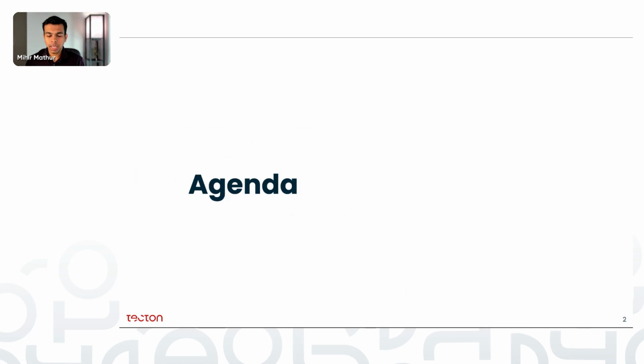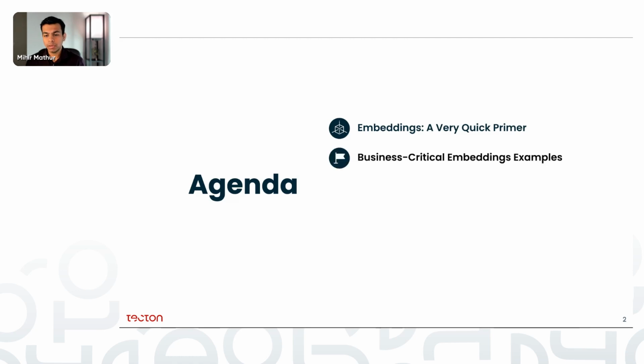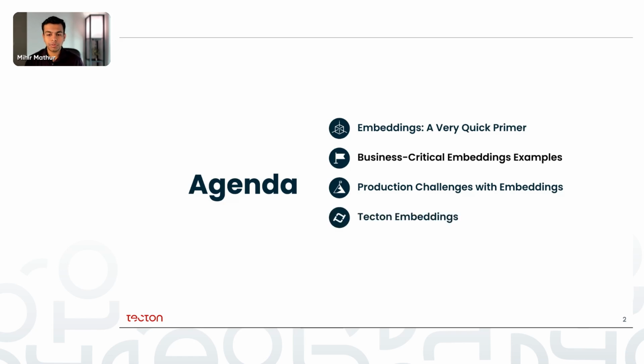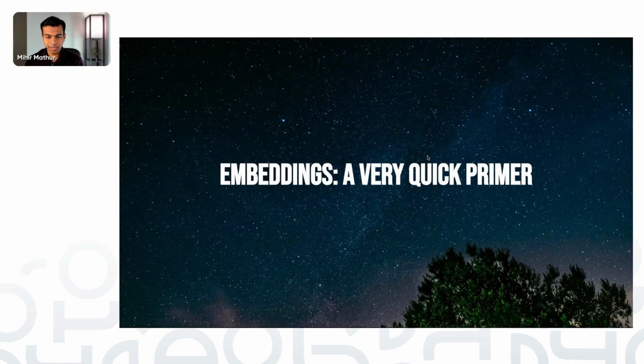So I'll be talking about a few different things. We'll start with a very quick primer for embeddings. Then I'll walk through some business critical embeddings examples from leading tech companies that we've seen in the industry. I'll walk through some of the production challenges that we've heard from our customers and prospects and just in the industry in general. Then I'll give a quick overview of our embeddings offering, and finally we'll have some time for questions. All right, so let's get started.